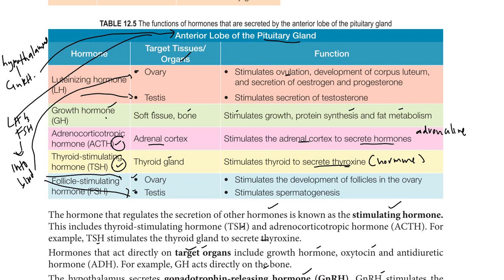In the ovary, they stimulate ovulation and the development of the follicles. For the testis, they stimulate secretion of testosterone. So usually during puberty, the male will secrete testosterone by the testis. They also stimulate spermatogenesis, so during puberty, spermatogenesis will occur to produce sperm. So this is a special case for LH and FSH. That's all for this function of hormones.